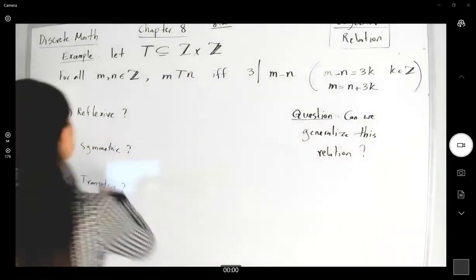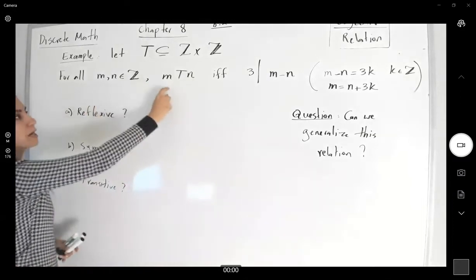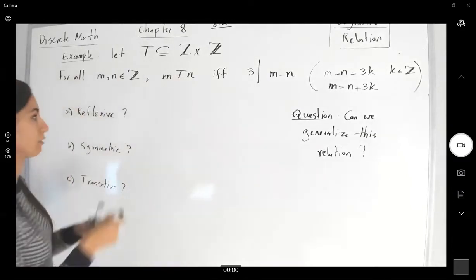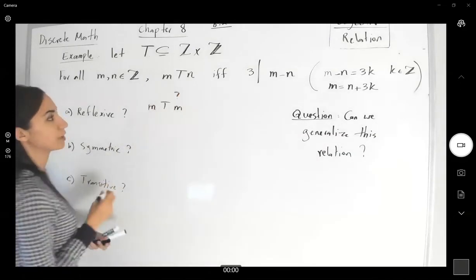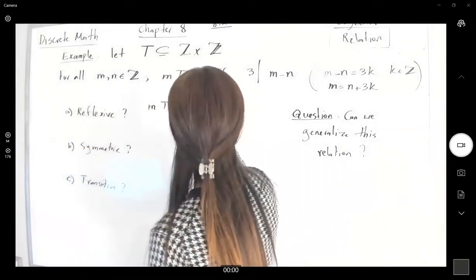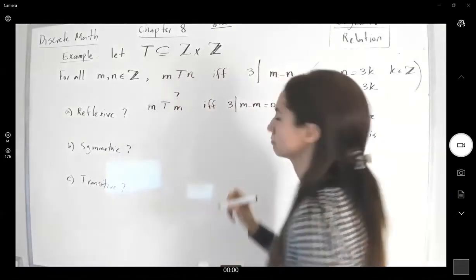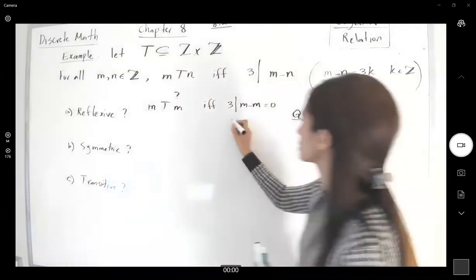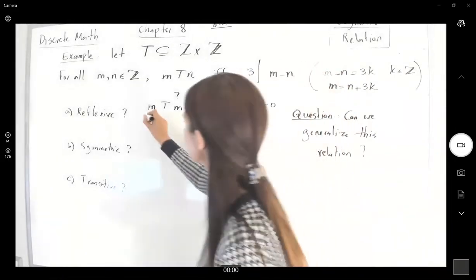Is it reflexive? So it means that M must be connected with itself. M is in relation with M. It means that 3 divides M minus M. Does 3 divide 0? Of course. 0 can be written as 3 times 0. So it is reflexive.